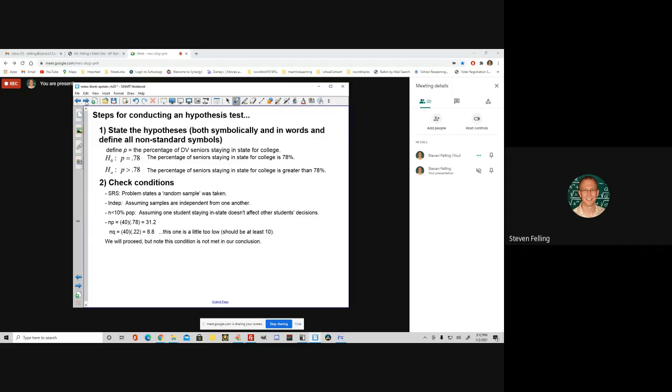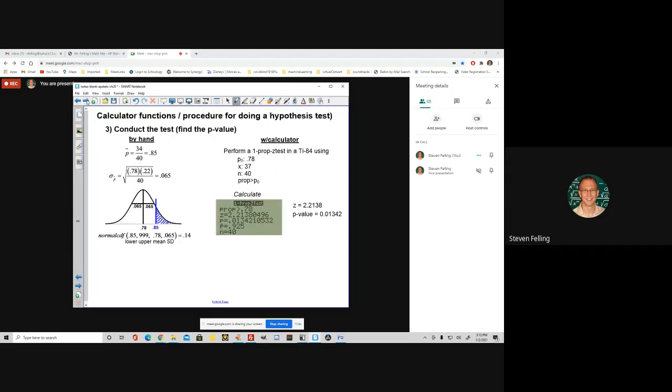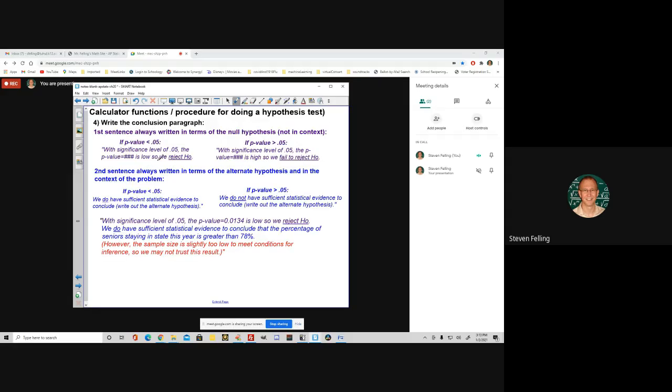Okay, so the steps for conducting the hypothesis test, just to review again: state the hypotheses, both symbolically and in words, define all non-standard symbols, check conditions, do the test to find the p-value, and then write the conclusion paragraph. The first sentence is always in terms of the null. The second sentence is always in terms of the alternate, in context. Okay, now we noted that there was a problem, right? One of our conditions wasn't met.